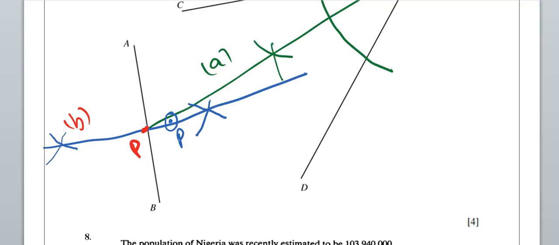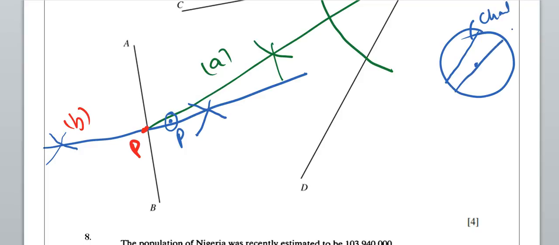That's why our point P lies on the line, and it's not possible that the center is on a line and there is a chord here. If we have this circle, this is a center, and the chord must not pass through the center. If the chord passes through the center, that will be a diameter line. But our requirement is that P is such that AB must be a chord.